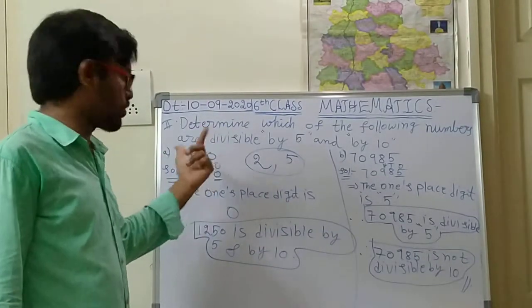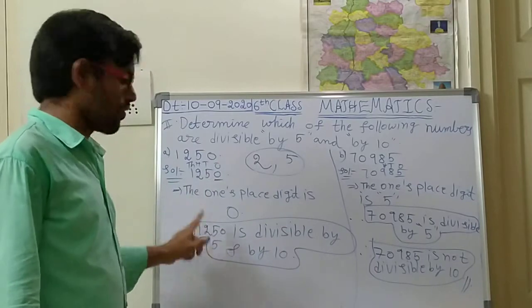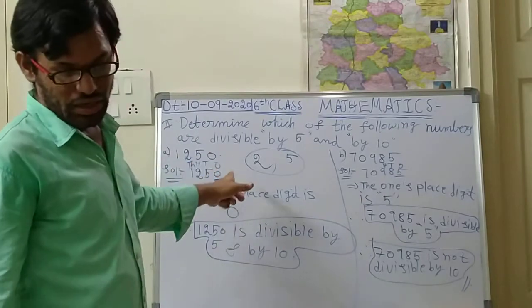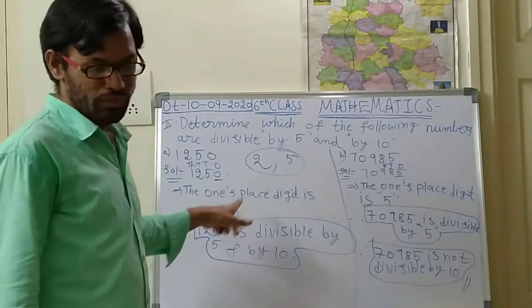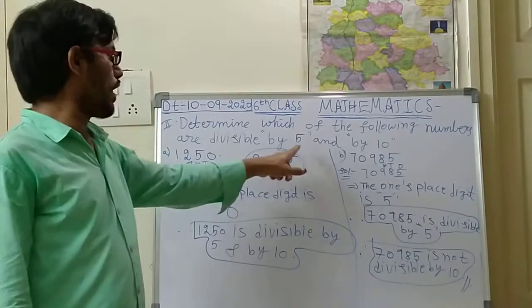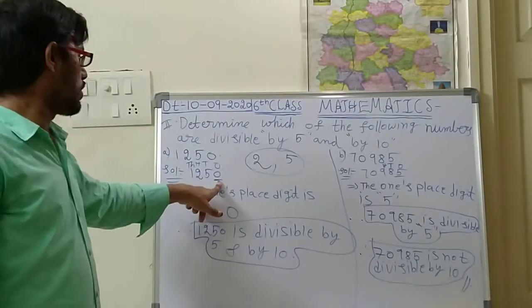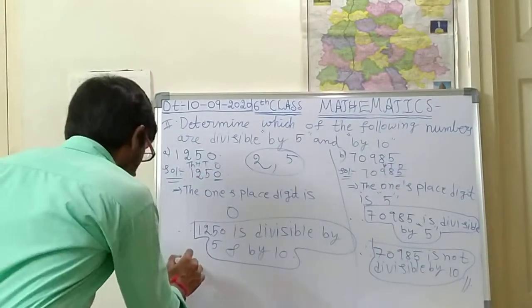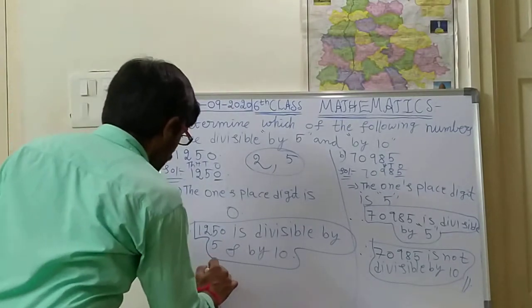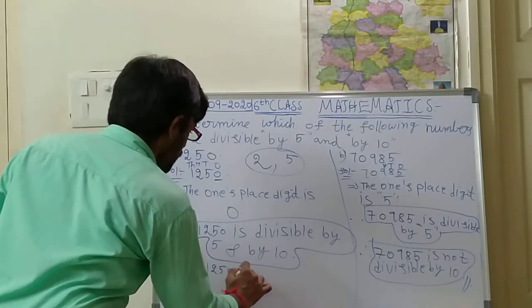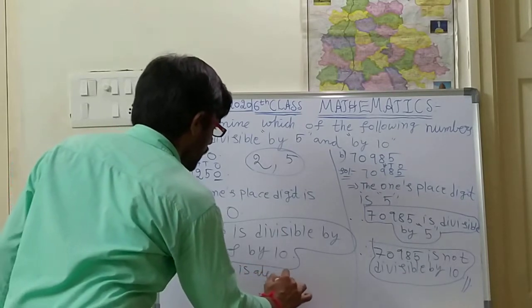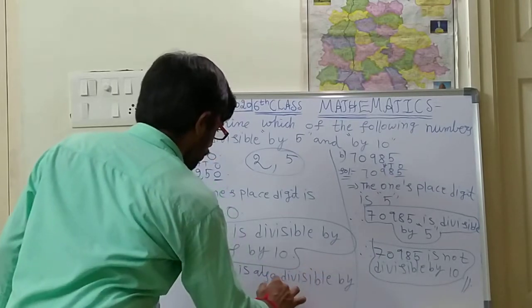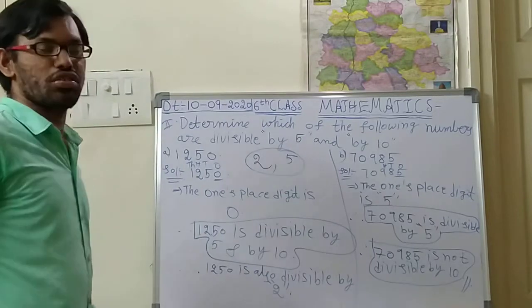That's why he asked to check whether the numbers that are divisible by 10 are also divisible by 2 and by 5. So what is the ones place digit, children? 0. That means, is this divisible by 2 or not? Yes, it is divisible by 2. So here you should write, 1250 is also divisible by 2. Is it right, children? So like this you are supposed to do.